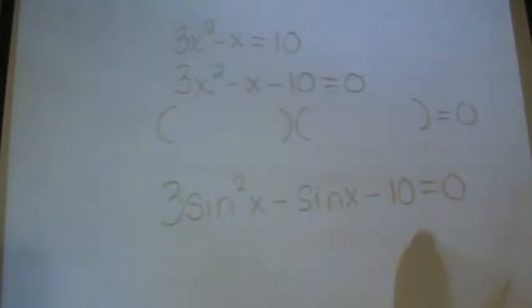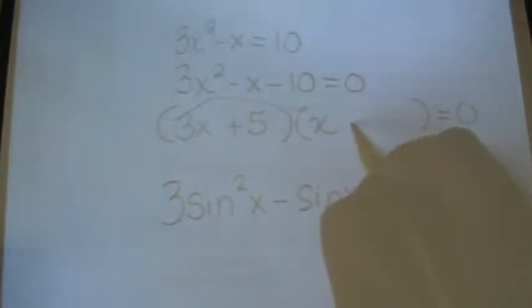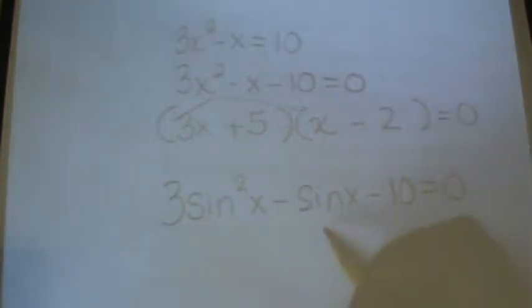Okay? So how do you factor this? Can anyone tell me what to do? What times what is 3x squared? Yes. Just tell me whatever. 3x plus 5 times x minus 2. Okay, she's got 3x plus 5 and x minus 2.